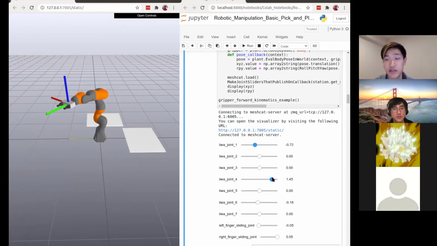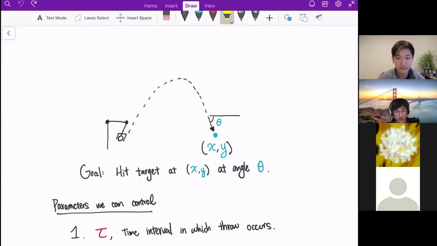During the throwing, it's just joints 4 and 6. Then we'll go to a specific joint 1 pre-throw angle to determine what direction we're throwing in. So once we set joint 1's angle, the problem essentially reduces down to a 2D problem. And we can model this as trying to hit a target point XY and have our projectile land at some angle theta. And everything in blue here is the input to our algorithm.